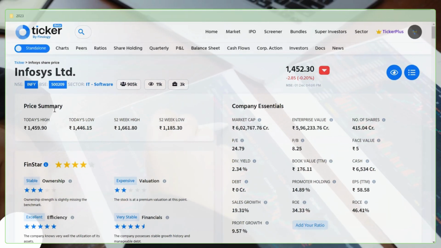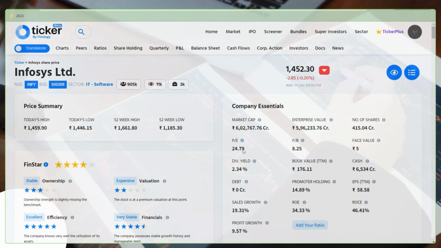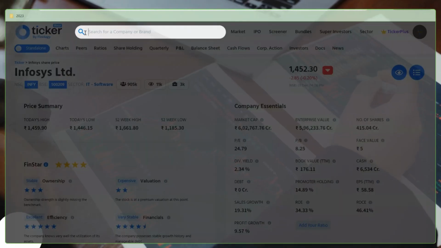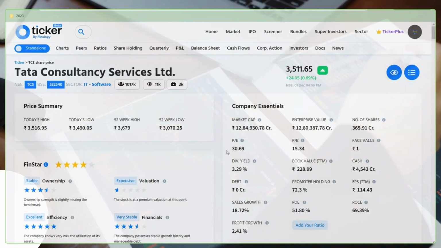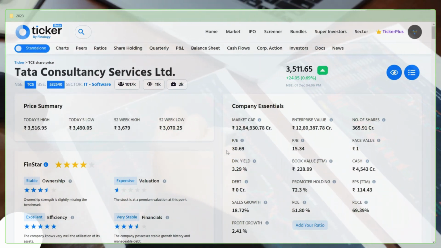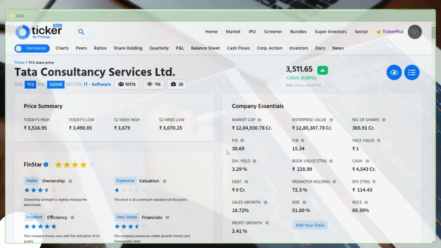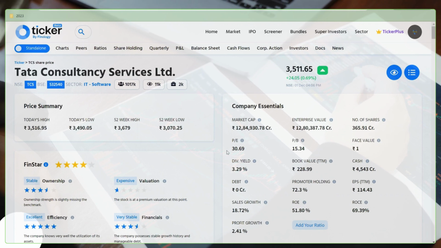So if you want to invest in Infosys, to earn 1 rupee right now you're paying around 24 or 25 rupees. If you want to see TCS, 30 rupees. For 1 rupee, you will be giving 30 rupees. Suppose everything else is the same, and you are watching only P ratio. Which company would you like to invest in?